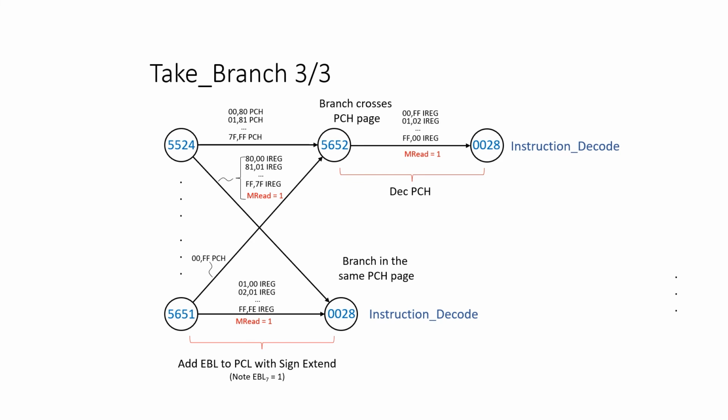And a similar thing happens for rules 5524 to 5651, where the offset is negative. We read PCL and write back PCL plus EBL, and this time if we cross the page boundary, we go to rule 5652, which decrements PCH. Then in both pathways, we assert mread and go to rule 28. By doing this, we achieve the same outcome as doing a sign extended 16-bit addition, but in this case we only do 8-bit addition.